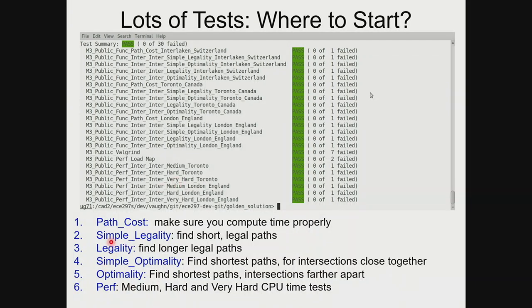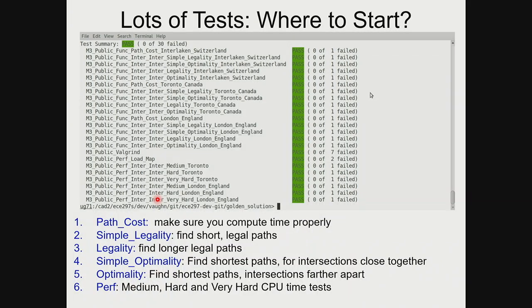The second one is called simple legality, and in this case we are just testing that you are able to find any path, not necessarily the optimal path, between intersections that are very close to each other, either 1 hop away or 2 hops away. This is to make sure that your code is able to handle these small cases. Because if those small cases are not working, probably the overall algorithm will not work, right?